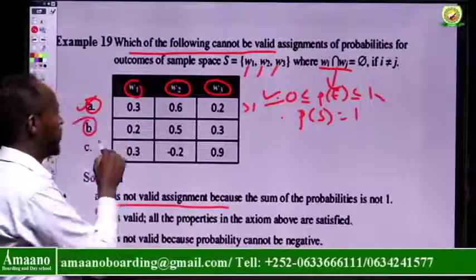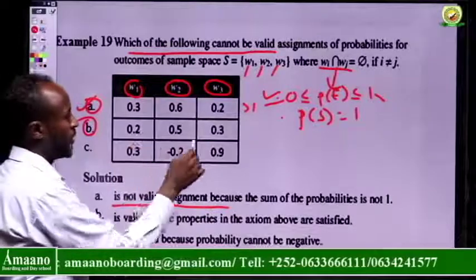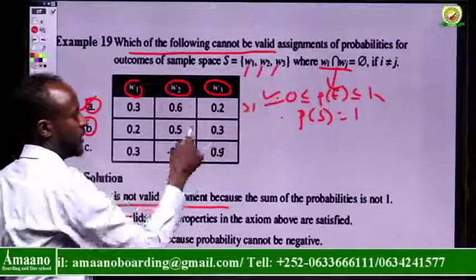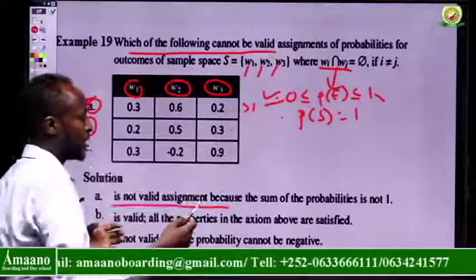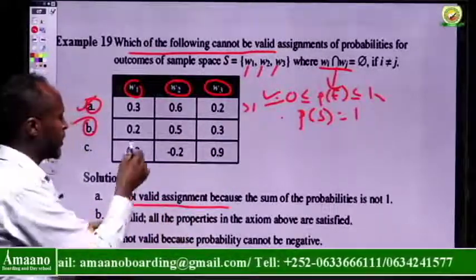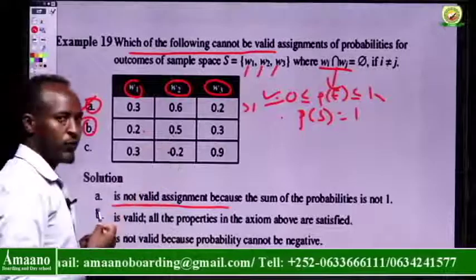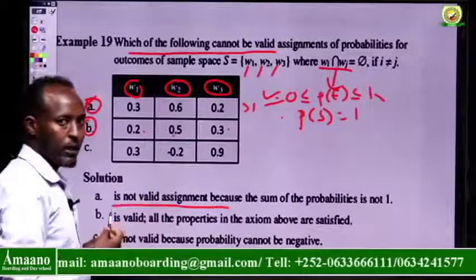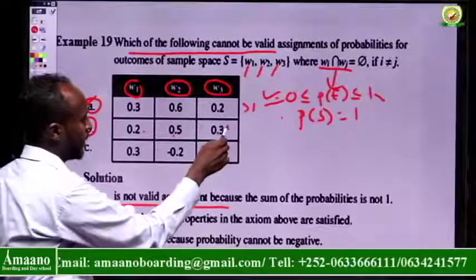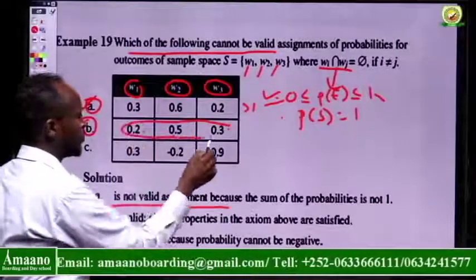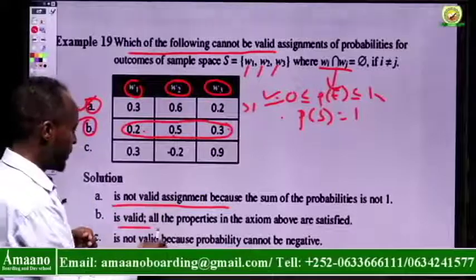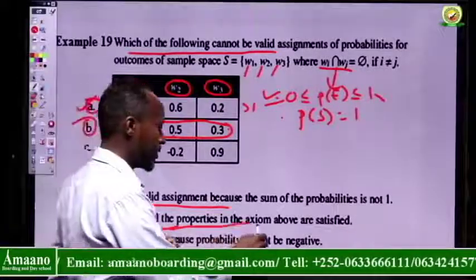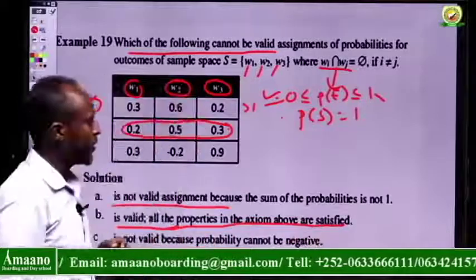For number B, there is no negative number and no number bigger than 1. It satisfies this condition. But let us check whether the sum is 1 or not. 0.2 plus 0.5 is 0.7, plus 0.3 is 1. Therefore number B satisfies all the conditions, so B is a valid assignment. All the axioms above are satisfied.